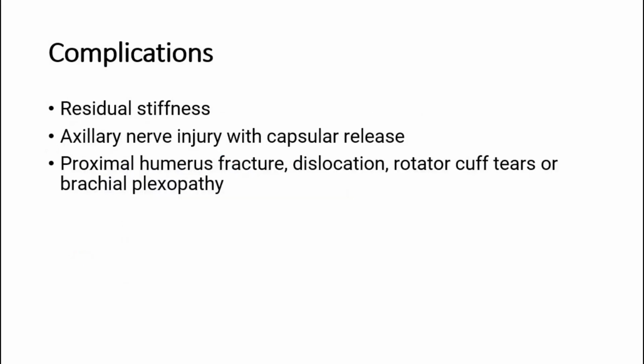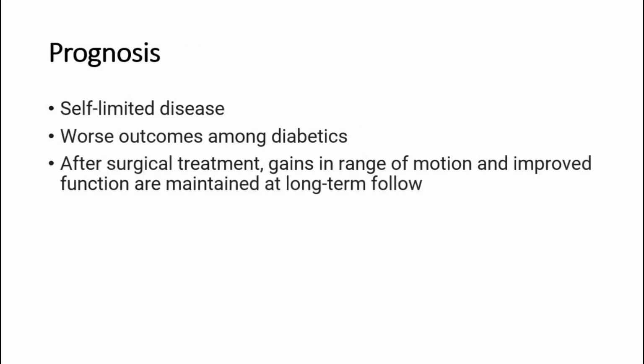Complications of frozen shoulder: residual stiffness, axillary nerve injury with capsular release, proximal humerus fracture, dislocation, rotator cuff tears or brachial plexopathy. For its prognosis, it is a self-limited disease, with worse outcomes among diabetics. After surgical treatment, gains in range of motion and improved function are maintained at long-term follow-ups.